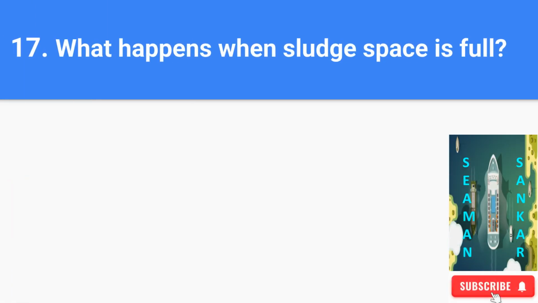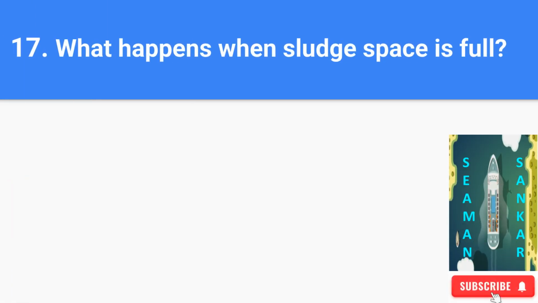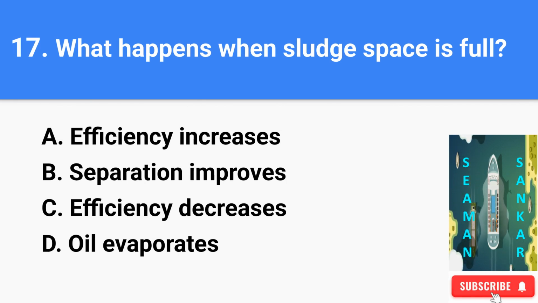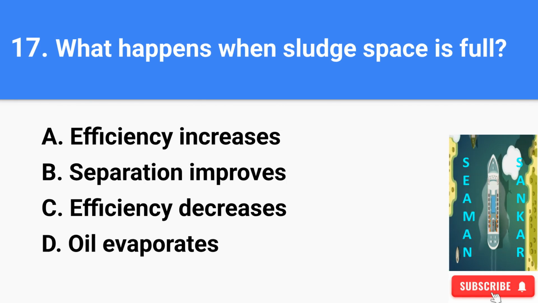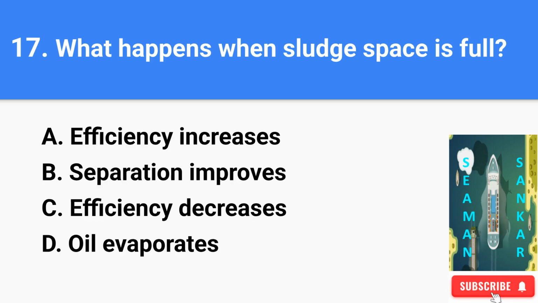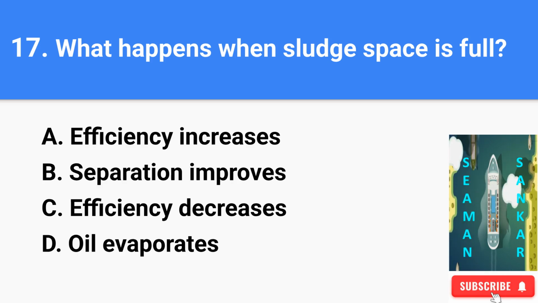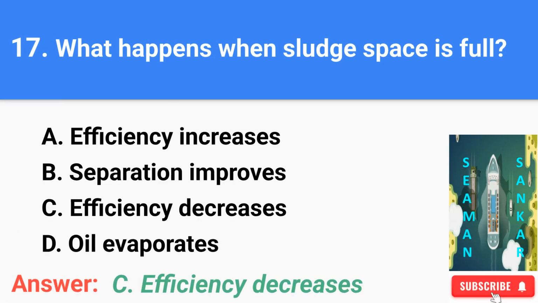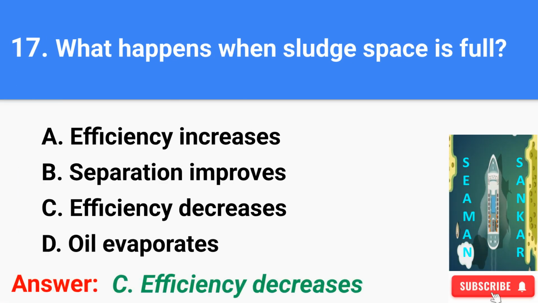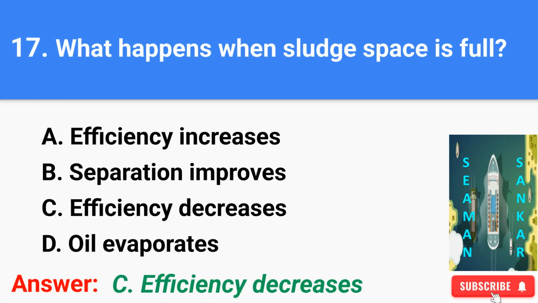Question 17. What happens when sludge space is full? A. Efficiency increases. B. Separation improves. C. Efficiency decreases. Or D. Oil evaporates. The correct answer is C. Efficiency decreases. Full sludge space hinders the separation process significantly.